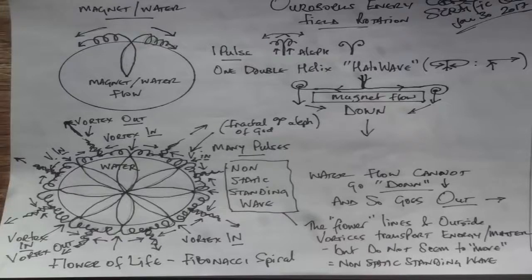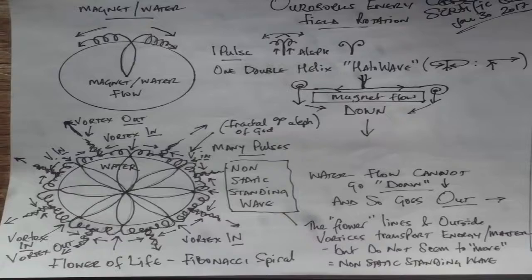Okay, today I'm talking about an Ouroborus energy field and its rotation in water and through a magnet. Now I'm going to go through a lot of stuff here. I've just redrawn everything. This is the theory I've had since the beginning. So I'll just go through it and it'll be self-explanatory as we go.